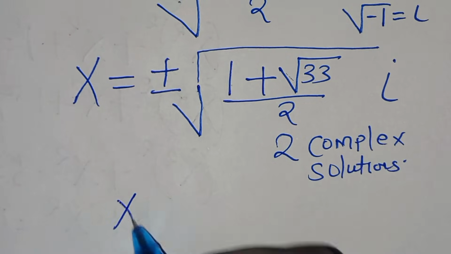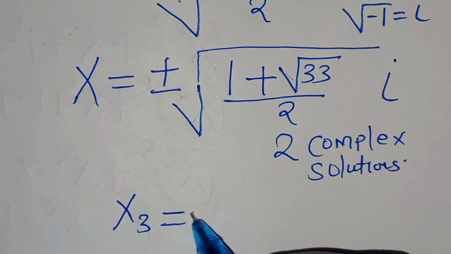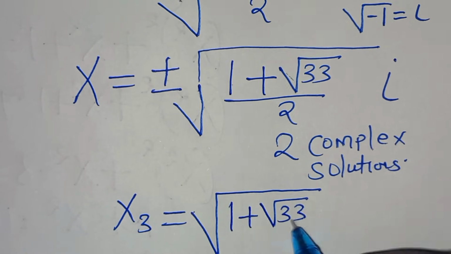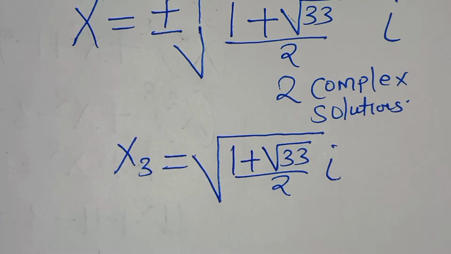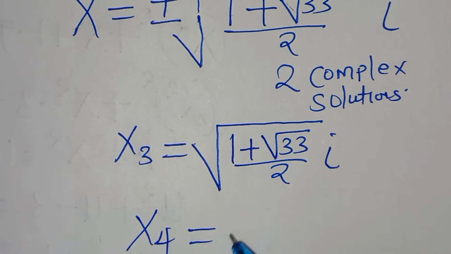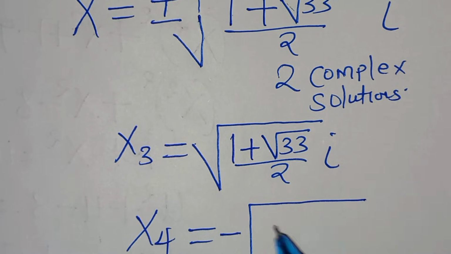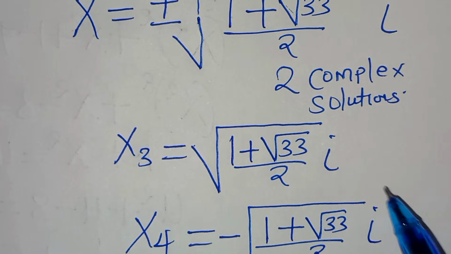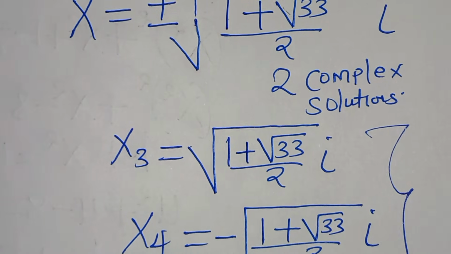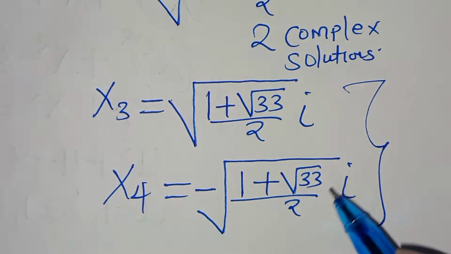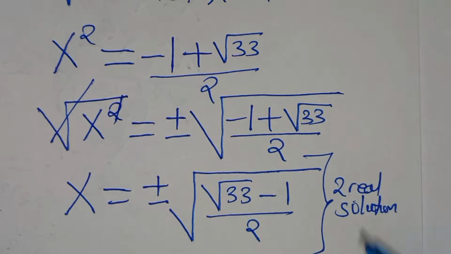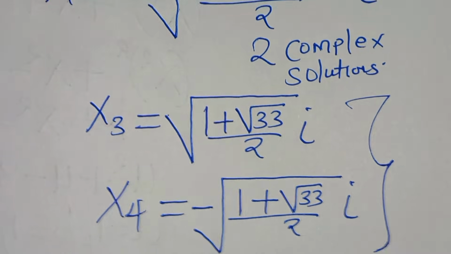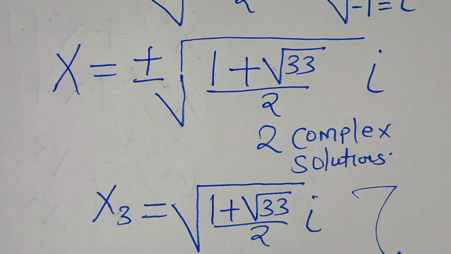This is the same thing as x3 equal to the square root of 1 plus root 33 over 2, times i, then we have x4 equal to minus the square root of 1 plus root 33 divided by 2, times i. So these are two complex solutions, and we have two real solutions here and two complex solutions here. This totals to 4 solutions for this algebra problem.